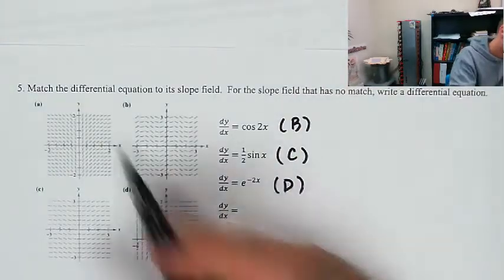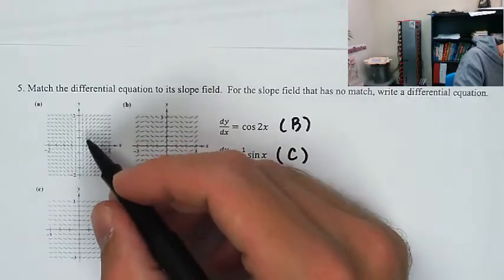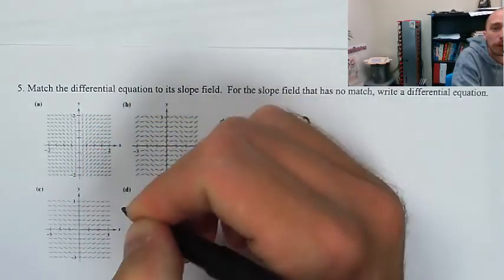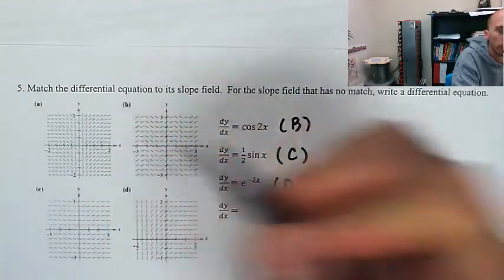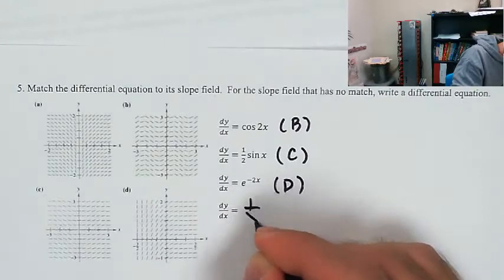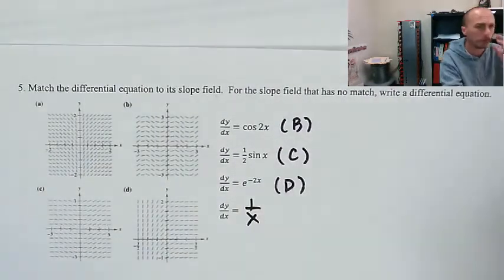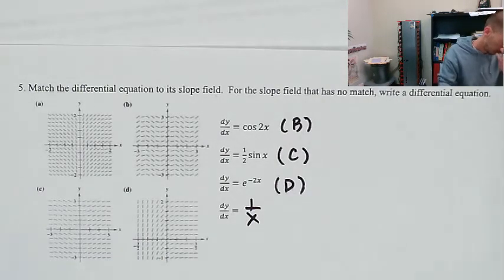And then for dy dx equals this one, what's going on here? It looks like the closer I'm getting to the y-axis, the steeper my slopes are getting. And I've got it negative over here and positive over here. So I think dy dx equals 1 over x is going to fit that pattern. And we looked at that slope field once in the lesson, and I remember it looked very similar. It looked like the solution curves were looking like the graph of log of x or something like that.